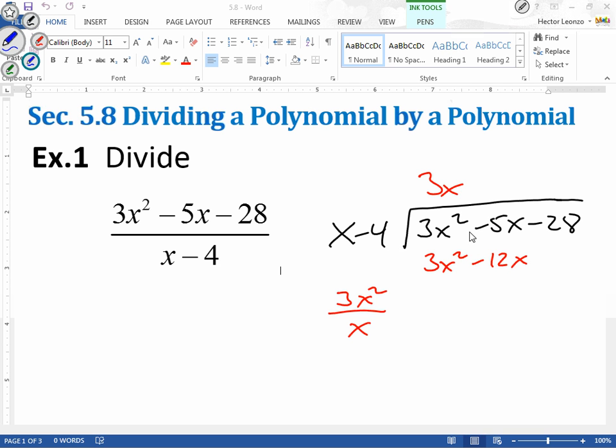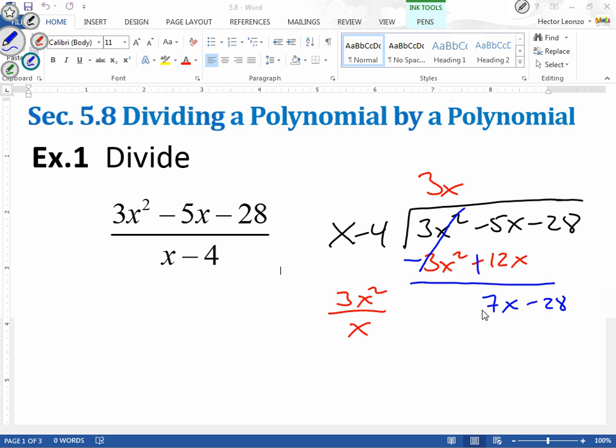Now, in division, we always draw a line. And when we're dealing with numbers, we always say subtract. But when we subtract, we technically change the signs. So we're going to draw the line and change the signs. So there's going to be negative, there's going to be plus. And the first term should always cancel out. 3 minus 3 is 0, so it does cancel out. Here, negative 5 plus 12, that gives me 7x minus 28.